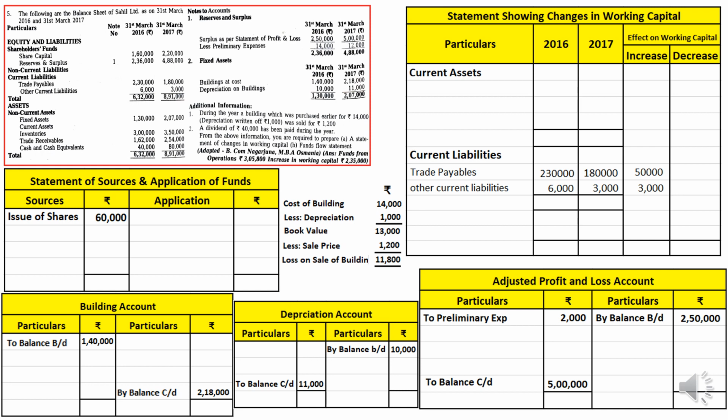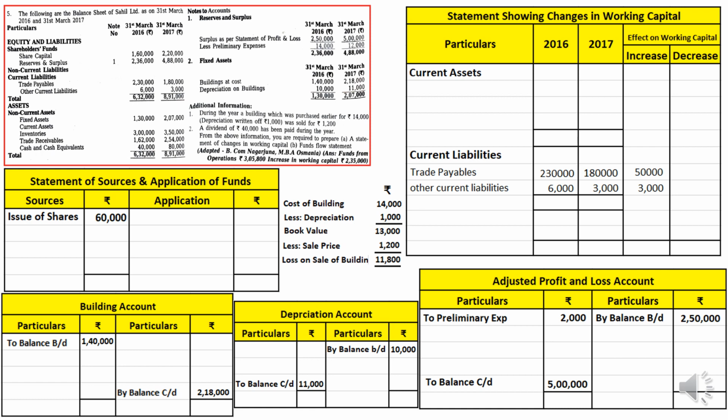Once you prepare this table, cost of the assets less depreciation, book value minus sale price, we will get loss. Suppose if we would have sold it for 14,000, then 1,000 would have been our profit. Clear? So like this you have to prepare the table. Once you prepare the table, then ledger posting.